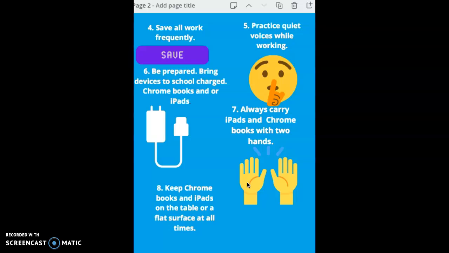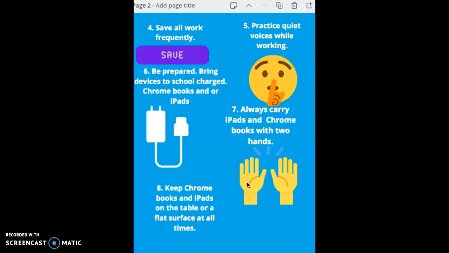The sixth rule is be prepared, bring devices to school charged, Chromebooks and or iPads. So at my clinical school or my internship site, all of the students have been given a Chromebook, and I've noticed that a lot of the students forget to charge their Chromebooks, and this is really an issue. A lot of times they're behind on their classwork that is online because their Chromebook is dead. So this is a rule I'd like to implement to make sure that my students remember to charge their Chromebooks before they come into school. Also, bringing their chargers is very important in case their computer does die when they're at school.